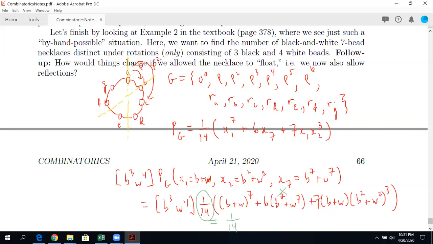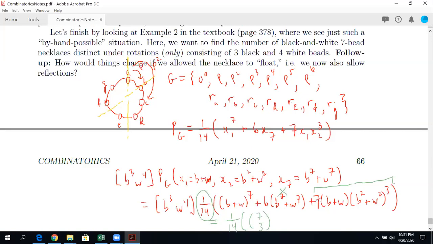What can I get here? Can I get something from this first summand right here? Well, yes. Again, if I want 3 b's, that's going to be, by the binomial theorem, 7 choose 3. Now, what about this last term right here? How do I deal with that? I don't get anything from the b to the 7th plus w to the 7th term, but what about that last one right there?